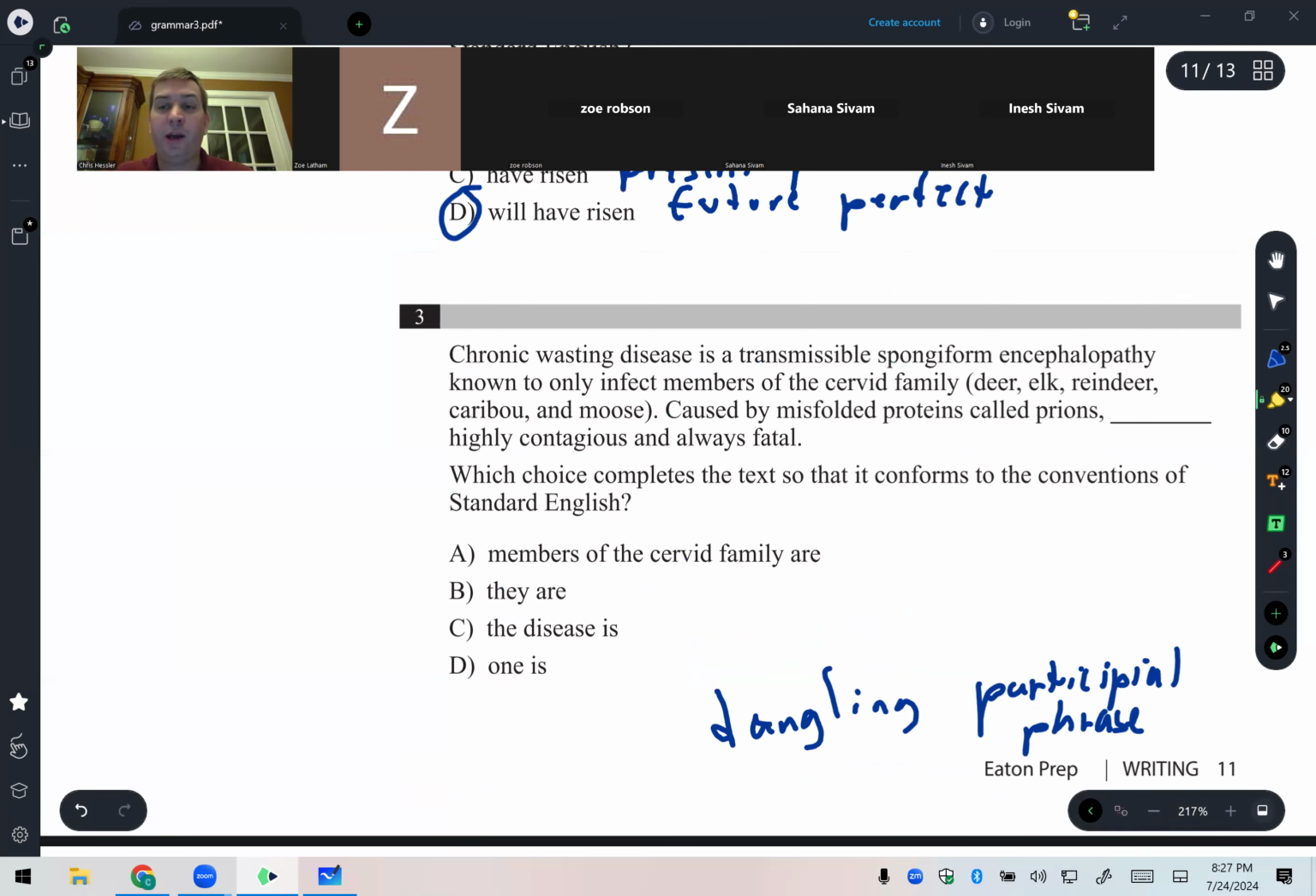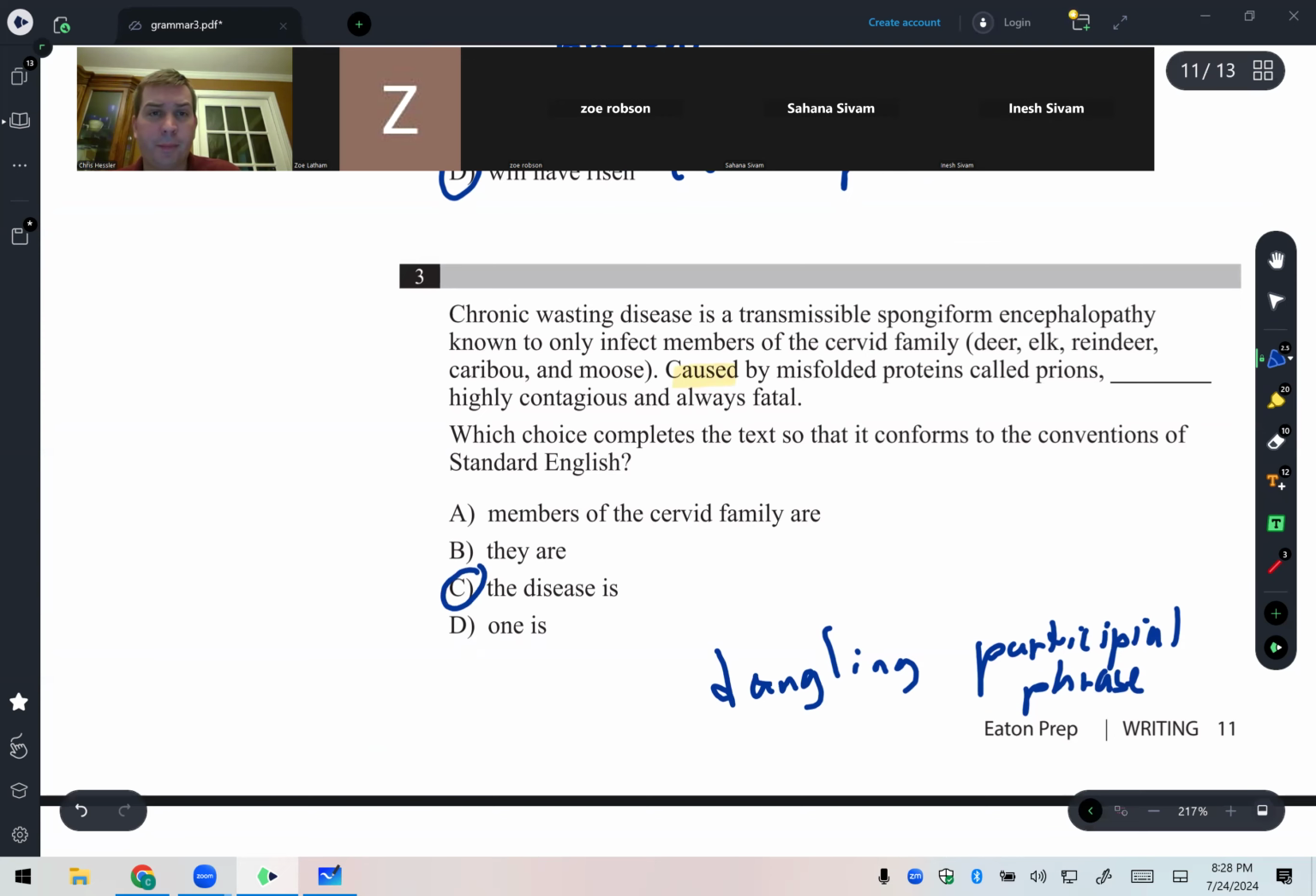Here we have a dangling participial phrase. I'm going to highlight the participle. Caused by misfolded proteins called prions, the disease is highly contagious and always fatal. Next one.